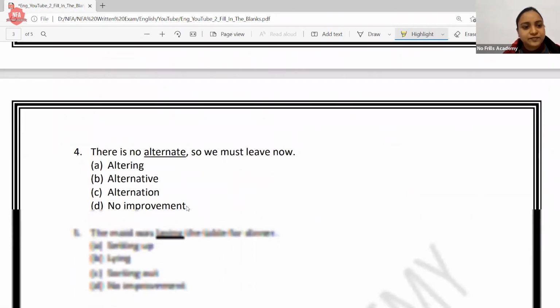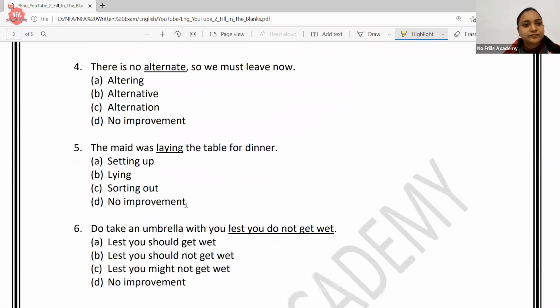Next, solve these three. Fourth, there is no alternate, so we must leave now. Altering, alternative, alternation, no improvement. Next, the maid was laying the table for dinner. Setting up, lying, sorting out, no improvement.